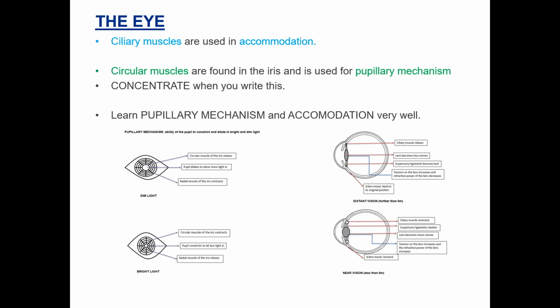The eye. Ciliary muscles are used in accommodation, and the circular muscles are found in the iris and are used in the pupillary mechanism. Do not get confused. Many learners switch this. So when you're learning this and when you're writing this especially, concentrate when you're writing this. I've also included an answer that you can memorize for pupillary mechanism here and for accommodation as well. But please do not go into that exam not knowing pupillary mechanism and accommodation very well.